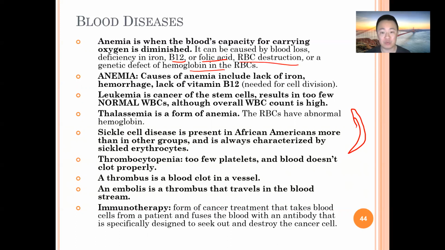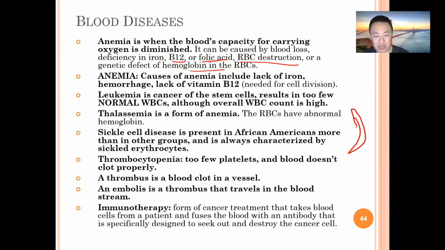Thrombocytopenia here is when you have too few platelets and the blood doesn't clot properly. And a thrombus is a blood clot in a vessel. An embolus is a thrombus that travels in the blood. So we definitely talked about this. It's a thrombus if it's stuck. If it tumbles down the bloodstream, then it's called an embolus, okay?